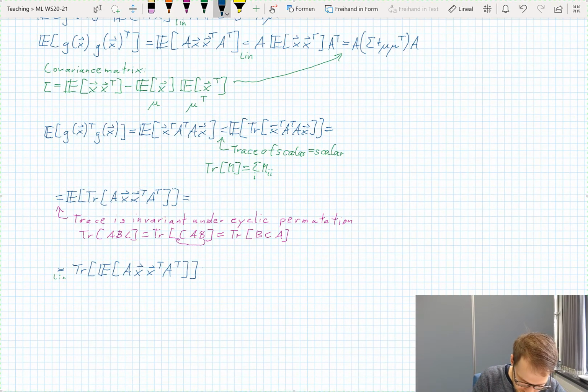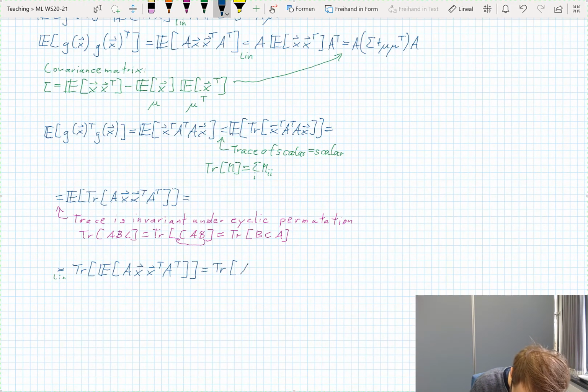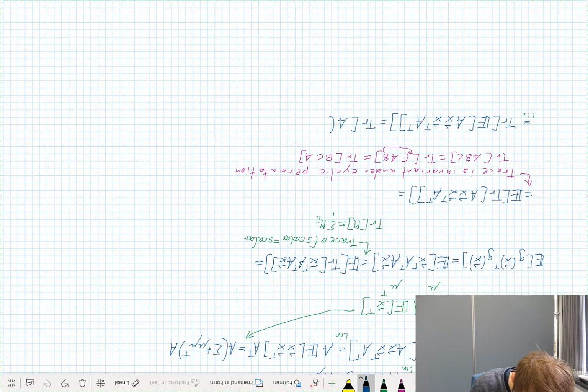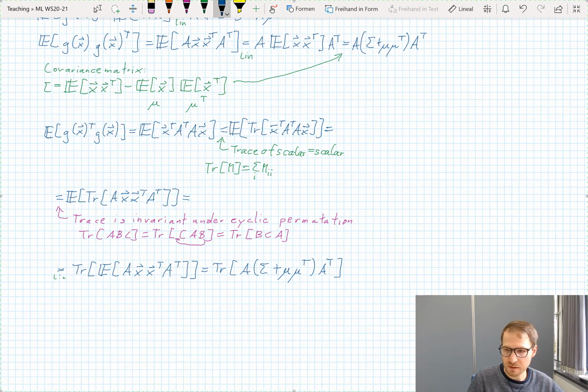So we know that this is the same as the trace of A times, that's an ugly sigma, sigma plus mu mu transposed A transposed. So that's the transposed missing here. Okay, and that's it.